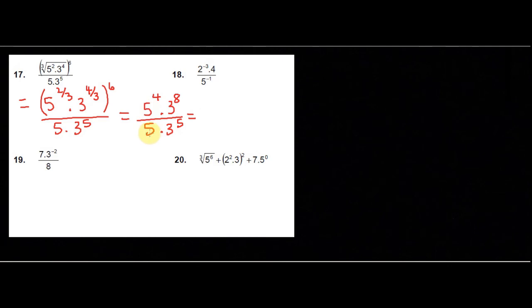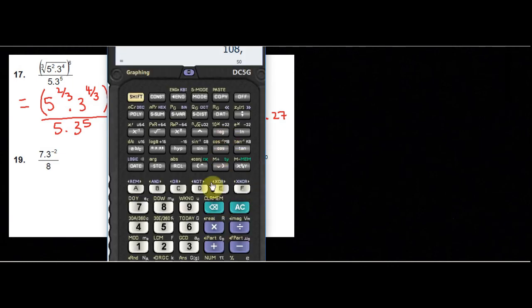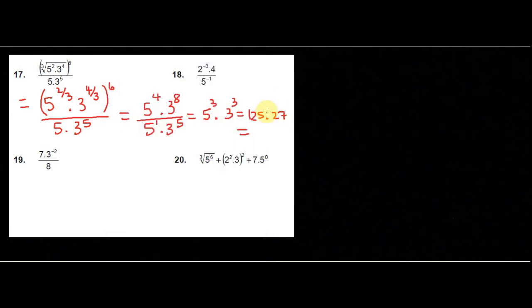We can subtract the powers of the 5s. So it's going to be 4 minus 1, which is 3. So 5 cubed. And we also have 8 minus 5 is 3. So 3 cubed. This is 125 times 27. And it's 3375.